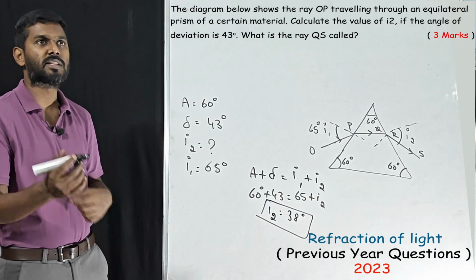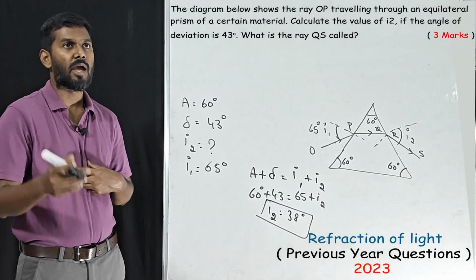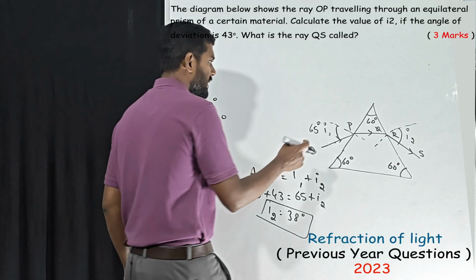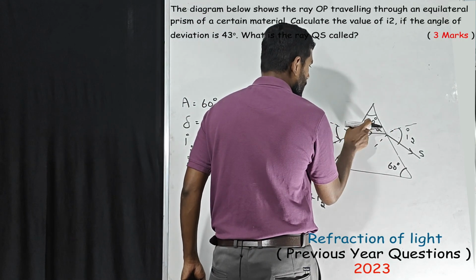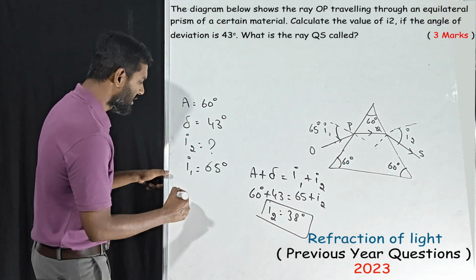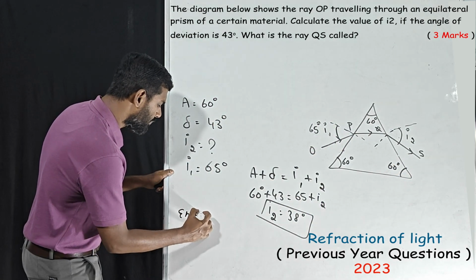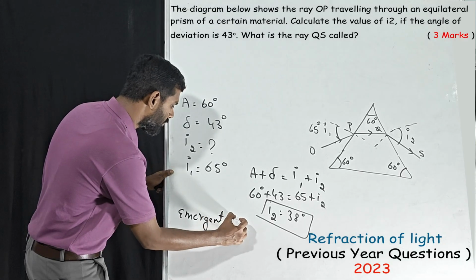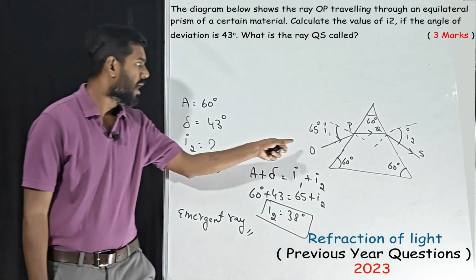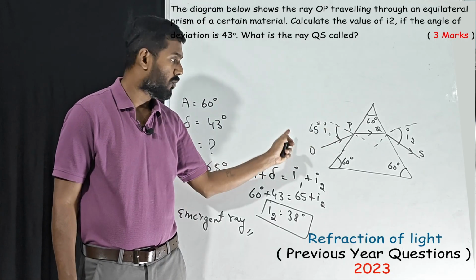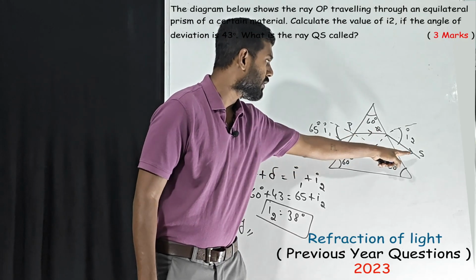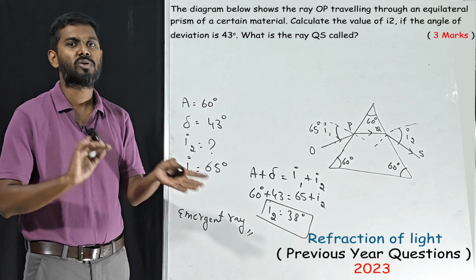I2 is nothing but the angle of emergence. And what do you call this QS as? See here, this is QS, correct? From QS, what do you call this ray? QS is the emergent ray. So OP is the incident ray, PQ is the refracted ray, QS is the emergent ray. In this way you should understand.